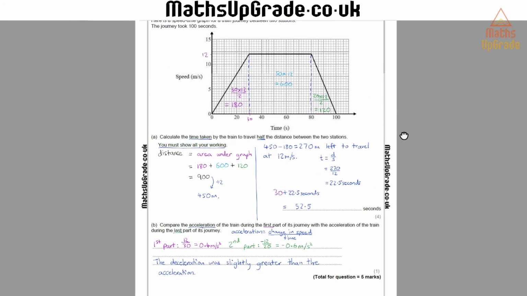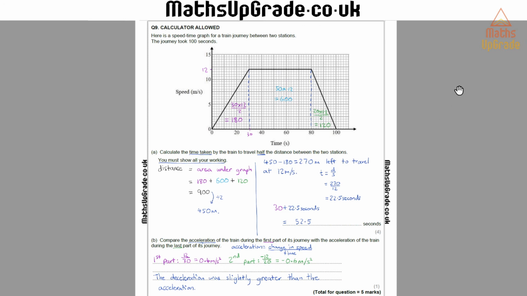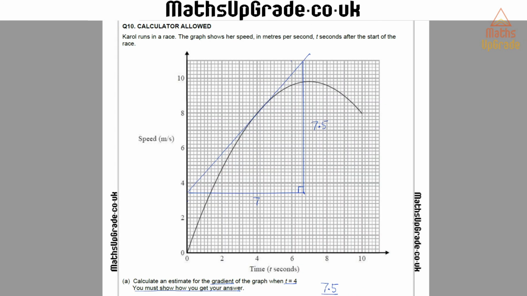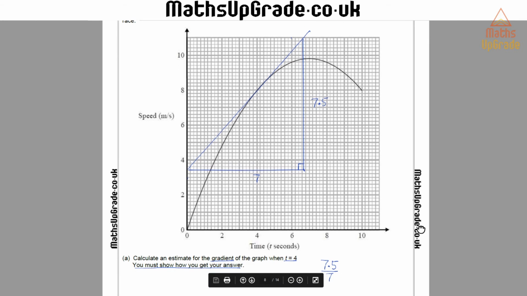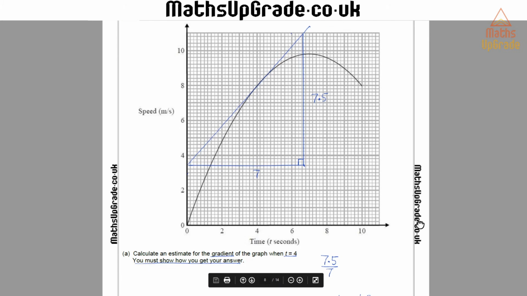Question 10. Carol runs in a race. The graph shows the speed in meters per second, t seconds after the start of the race. Calculate an estimate for the gradient of the graph when t equals 4. You must show how you get your answer. So an estimate for the gradient of the graph when t equals 4.